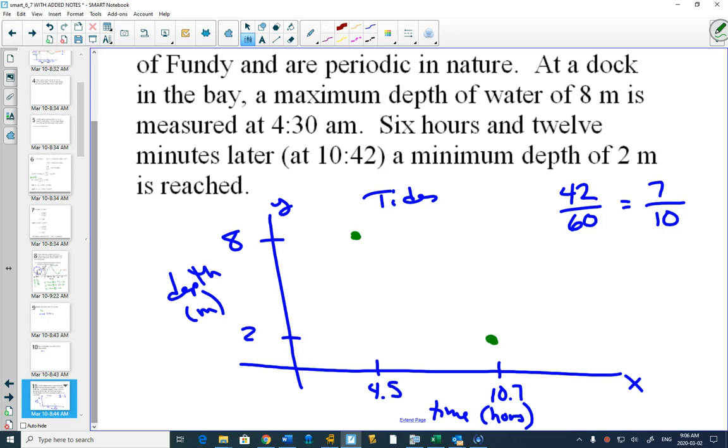So we assume that this is just one period? Well, this won't be one period because you're going from maximum to a minimum. But it is the next time it has a minimum, and it's periodic in nature. So that means another 6 hours and 12 minutes later. Can you see you went up by 6.2? I could mark that same distance here, add 6.2 again to get to 16.9, and I'll be back at my maximum.